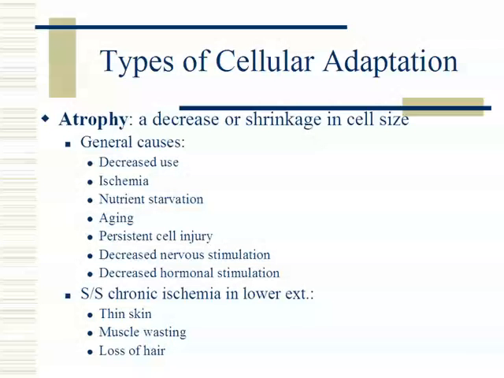Ischemia is a decrease in blood supply. Now that decrease in blood supply stops the cells from getting the nutrients they need, and it will lead to cell atrophy, particularly in the heart, the brain, and the kidneys. Nutrient starvation, particularly post-operatively, delays healing. And as a nurse, it's our responsibility to make sure our patients resume diets as soon as possible after surgery.